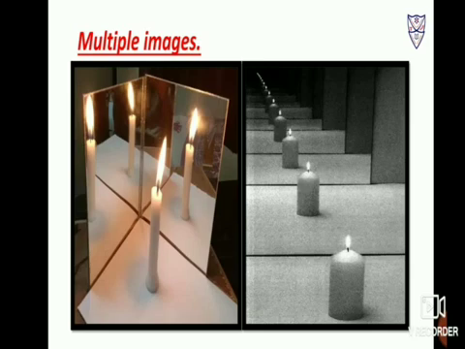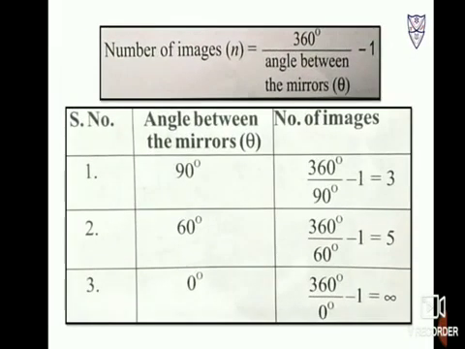Now see the second image. When a pair of mirrors is placed parallel to each other, an infinite number of images are formed due to multiple reflection by the plane mirrors. So when a pair of mirrors is placed parallel, an infinite number of images are formed. Now students, let us do some sums based on this multiple image. So here we are going to find the number of images.